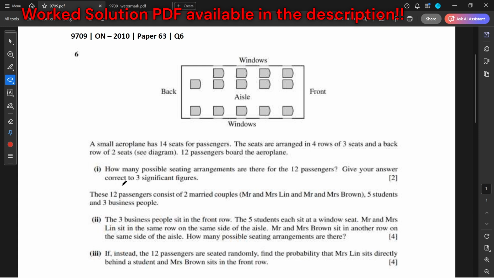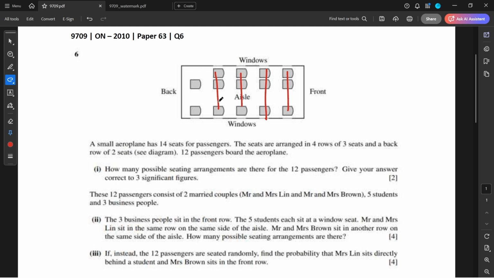So let's get started. In this question, we are given that a small aeroplane has 14 seats for the passengers. So if you count all of the seats, there are a total of 14 different seats. The seats are arranged in 4 rows of 3 seats and a back row of 2 seats. So we have 4 rows and each row has 3 seats. And for the last row at the back, we have only 2 seats.